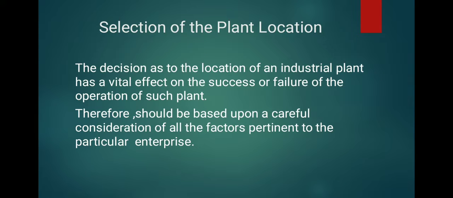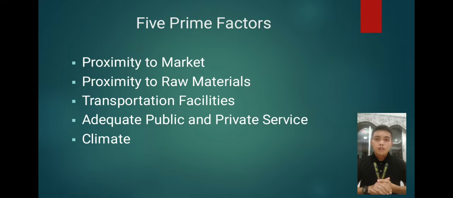Selection of plant location. The decision as to the location of an industrial plant has a vital effect on the success or failure of the operation of such a plant. Therefore, this should be based upon careful consideration of all factors pertinent to the particular enterprise. So next we proceed. There are five prime factors. First is proximity to the market.